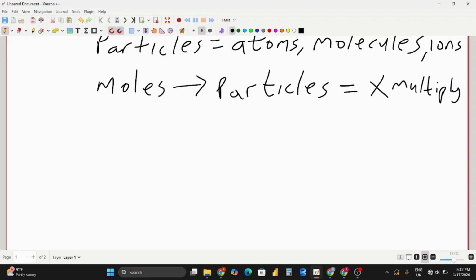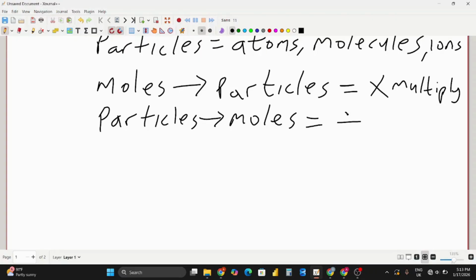But if the question is asking you to convert from particles to moles, then all you have to do is to what? Divide the number given by the Avogadro's number. By the way, the 6.02 times 10 raised to the power 23, that value is also known as Avogadro's number. So let's solve the question.